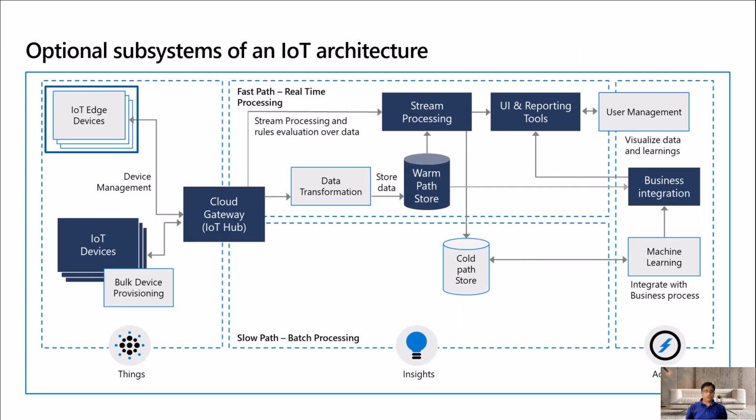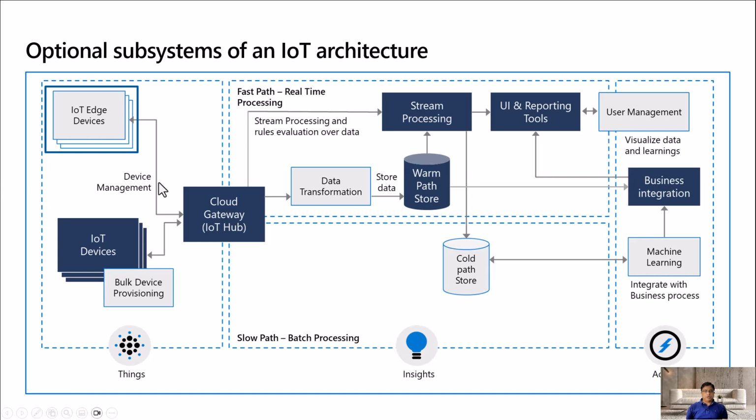Apart from the core subsystems, there are some optional subsystems which can be used to enhance the capabilities of the IoT. So let's understand what those optional subsystems are. First is your IoT Edge devices. IoT Edge devices help you enhance the device capabilities for doing local processing of the data, right? So it also helps you enhance connectivity and do the local processing instead of always sending the data all the way to the IoT.